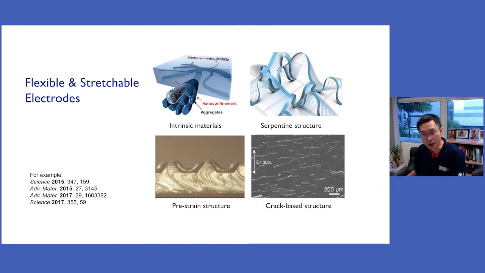And then another two approaches also very often use pre-strain structures and also crab-based structures. These are used for stretchable electrodes. Every method has good points and also disadvantages. So this is why people try to figure out a combined approach.